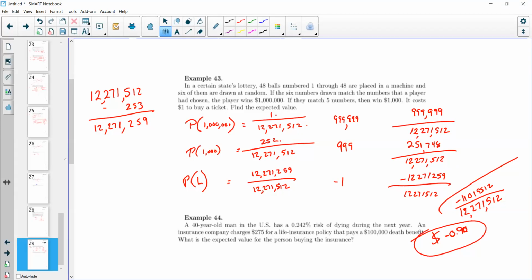And it's negative. So what does this mean? From a pure mathematical standpoint, if you were to buy all 12,271,259 tickets, you would lose 90% of your money. You're going to lose roughly 90 cents of every dollar you put in. You'd win all the prizes, but they're not big enough to make up for what you would spend. And we're actually going to look at that when we do the project. Any questions on how we did that?